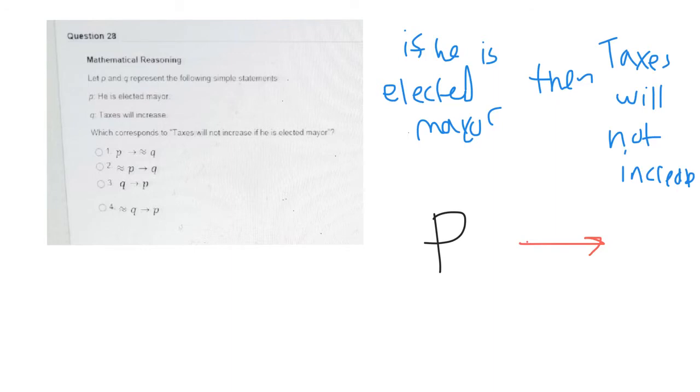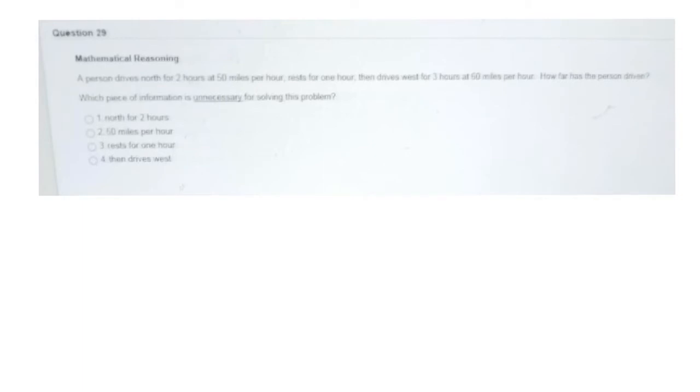So squiggly line Q. Now they're doing a double squiggly line, which I've actually never seen before. I'm used to seeing a single squiggly line, but I'm going to assume that it means the same thing. I don't know. Hopefully I'm right about that. So we're looking at P, arrow, squiggly line, Q. Bam. That's the answer. Moving on.